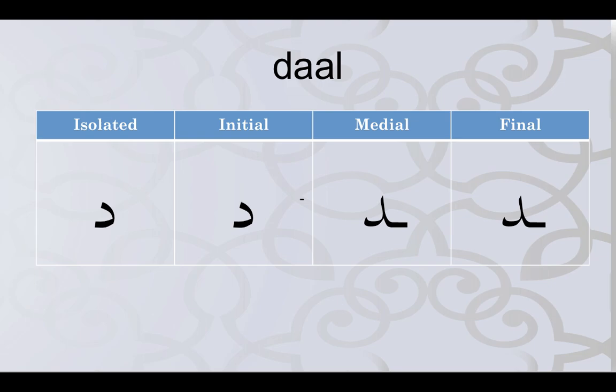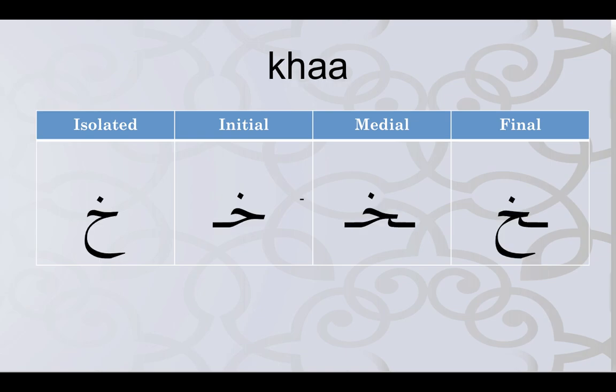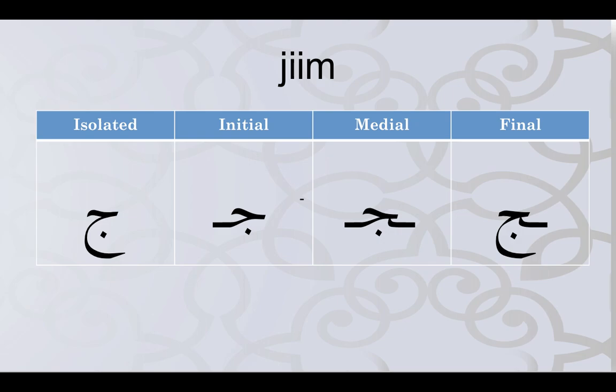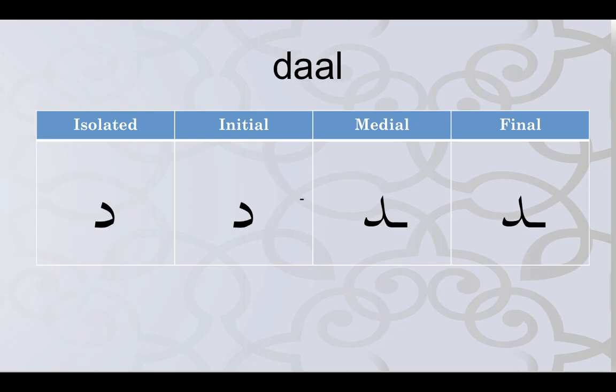The reason is that now you're starting to see that Dal and Dhal, Ra and Za, and Jim, Ha, Kha look alike. The reason these letters are written like that is that it will become easier for you to remember their initial, isolated, and medial formats. You just have to remember Dal and Dhal look alike, Jim, Ha, Kha look alike.